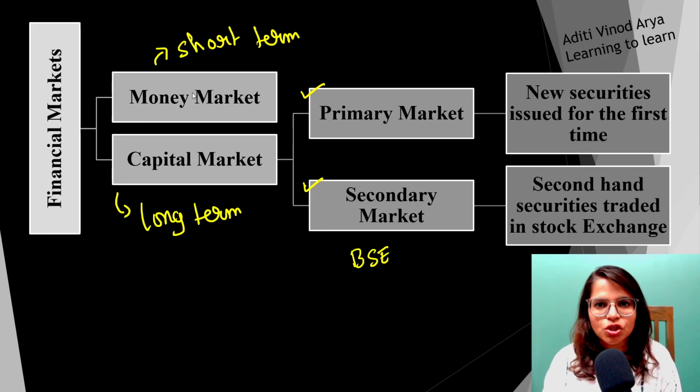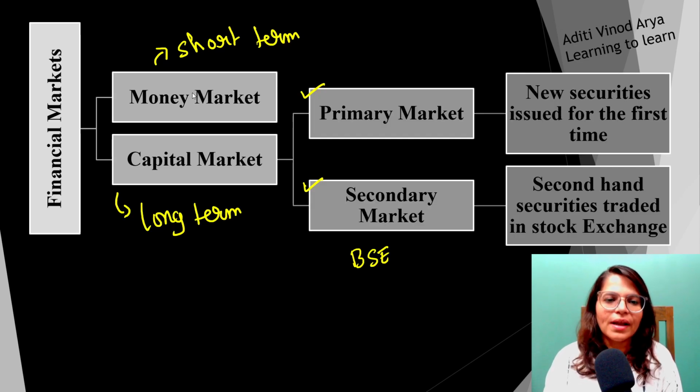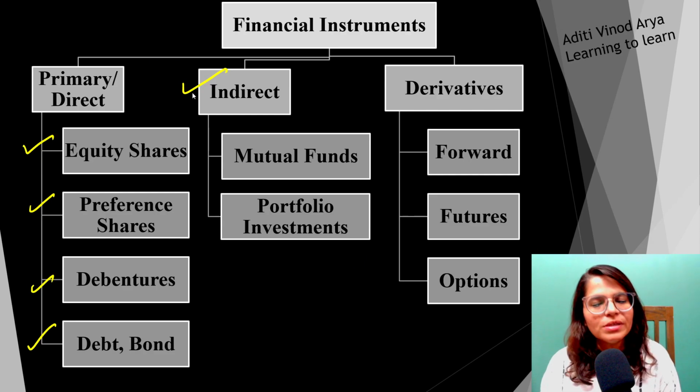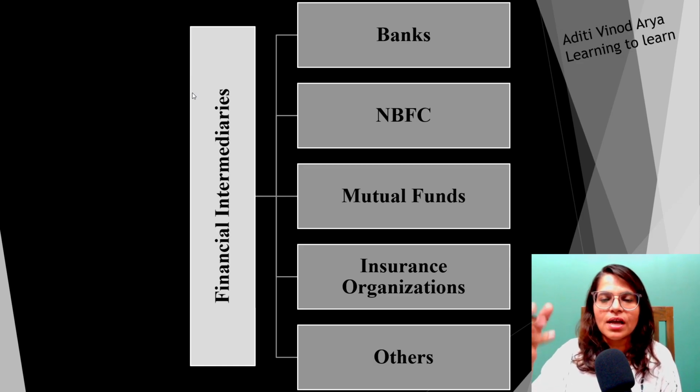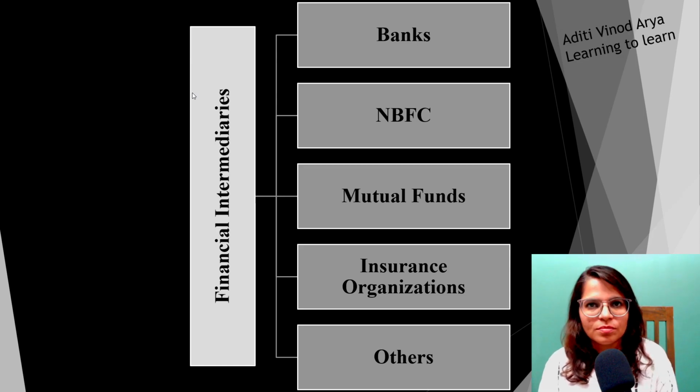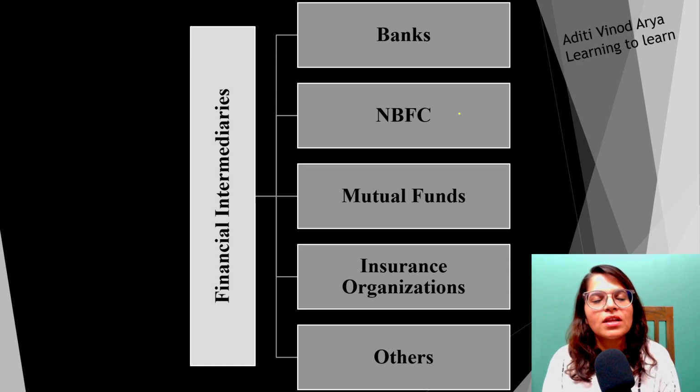So we have done financial markets, and now financial instruments, as well as the classification of financial instruments. Next we have financial intermediaries. Financial intermediaries are all those people who help to sell the security. These are the companies, the people who sell financial instruments in the financial market. It could be banks, non-banking financial companies, mutual fund organizations, insurance organizations, other corporate sectors, etc. These people sell shares, securities, bonds, debentures to investors in the financial market.